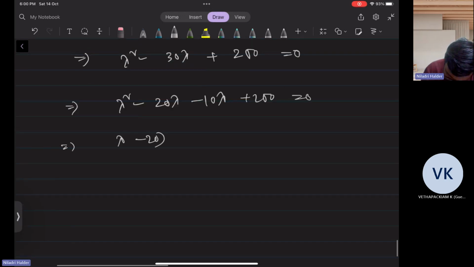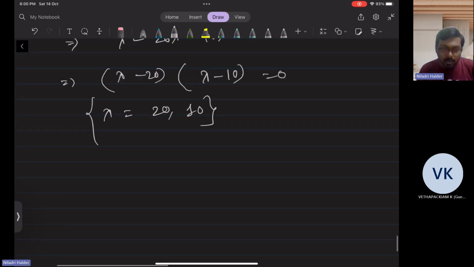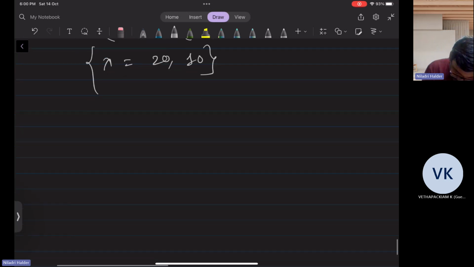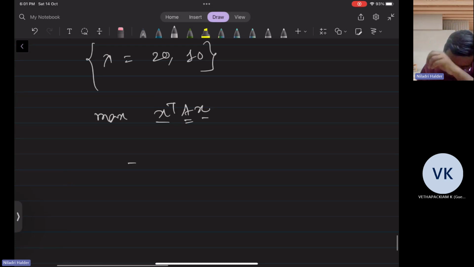Lambda minus 20 and lambda minus 10, so lambda equals 20 and 10. These are the eigenvalues. Now the question was the maximum of X transpose A X. So that is equal to, so maximum X transpose A X. If you solve that thing actually, it will be, one second.